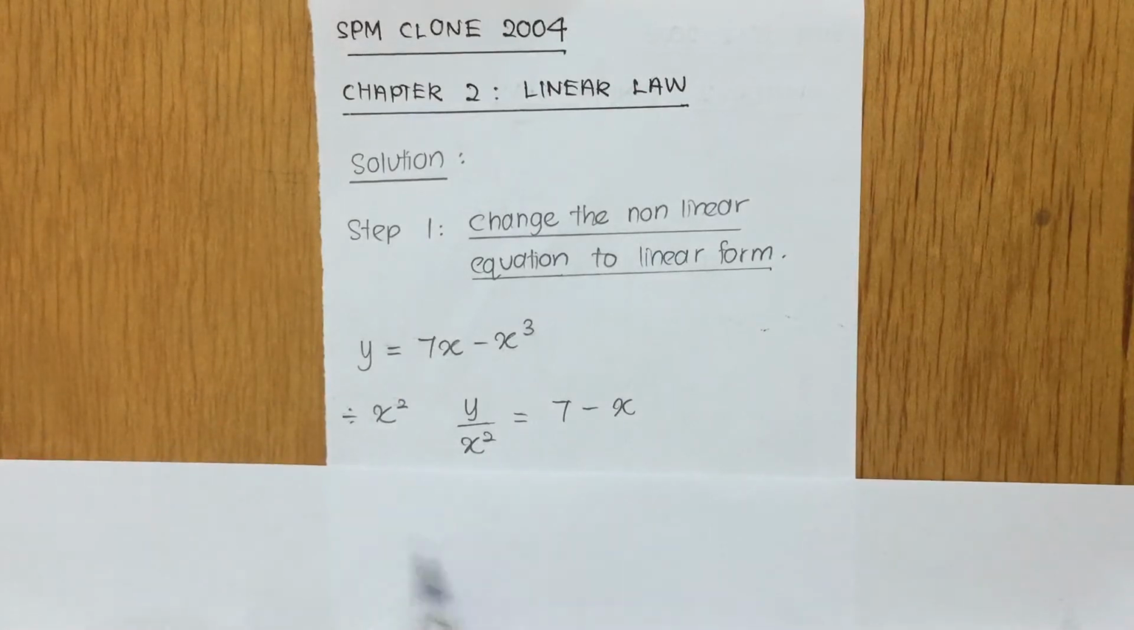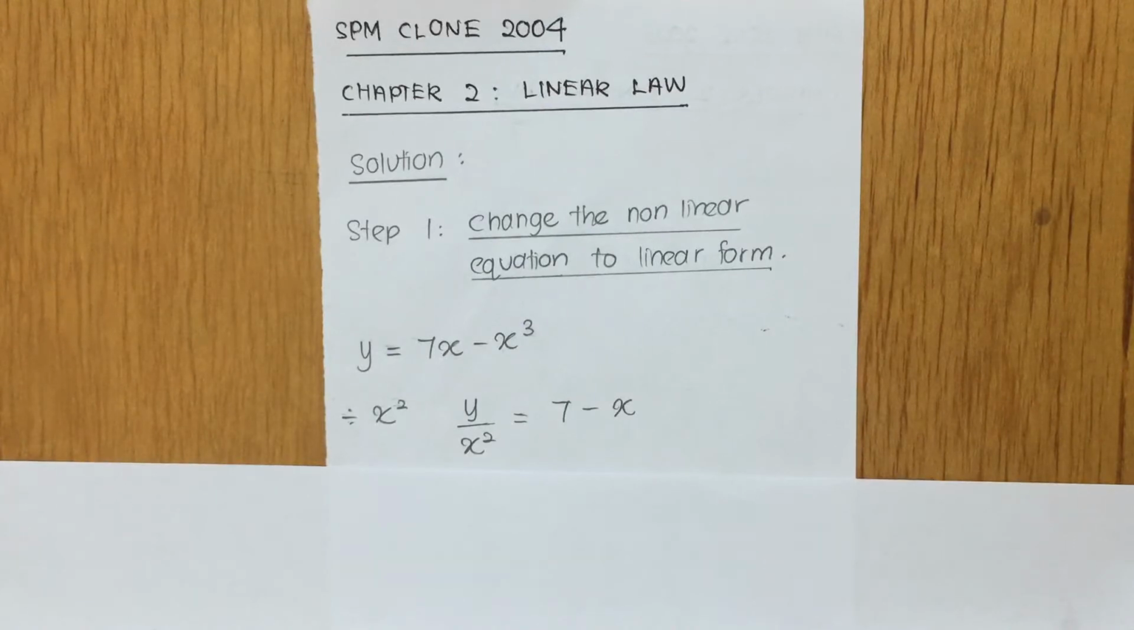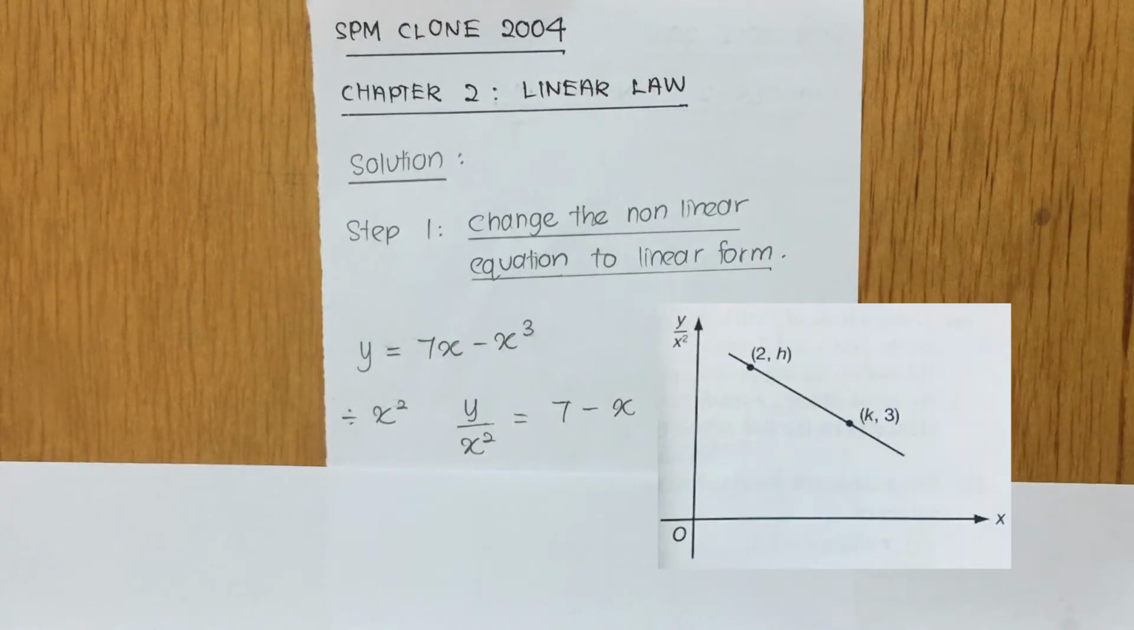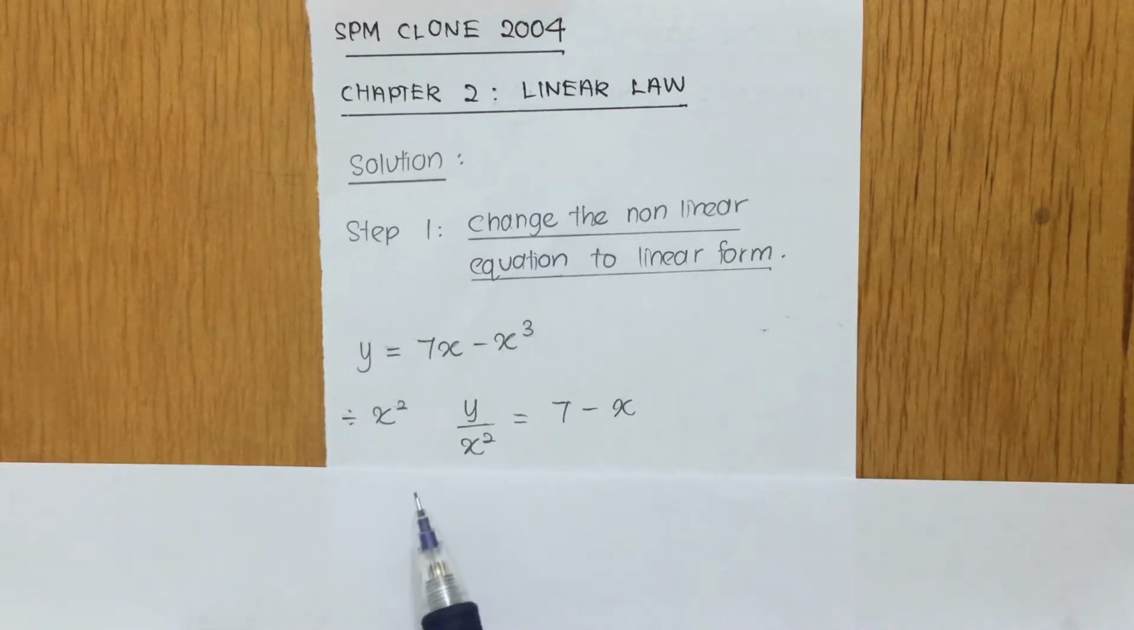So we're dividing the whole equation by x square. So why we're dividing the whole equation by x square? So there is a reason, guys. If you take a look in the diagram, you have the y-axis of y over x square and x-axis of x. So that is why we are dividing the whole equation by x square, so it can satisfy both x's. Okay, so I hope you understand what I mean. So from here, when you divide the whole equation by x square, you should get y over x square is equal to 7 minus x.